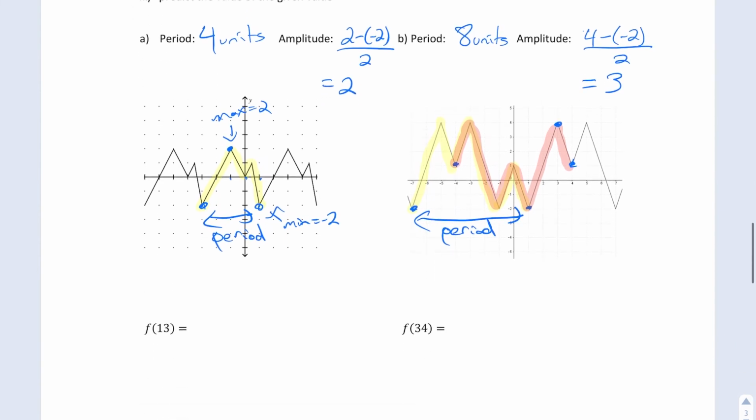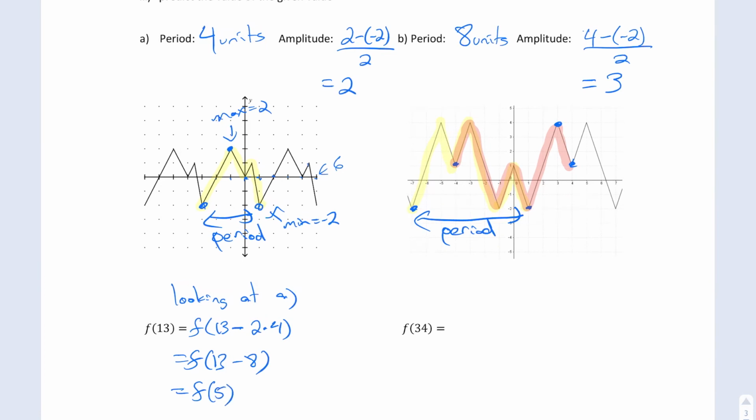And the next part, it says find f at 13. And I think just f at 13 for a. So in this one, we'll look at a. I'll just write that in. So f at 13 obviously is not on the graph, because if we count here, this is 1, 2, 3, 4, 5, 6. So this is just 6. So I need to subtract some period lengths. So I'm going to have to do f at 13 minus, let's say we do 2 times period length. Period length is 4. And if you don't get far enough along, you can keep subtracting more. But this becomes f at 13 minus 8, which is f at 5.